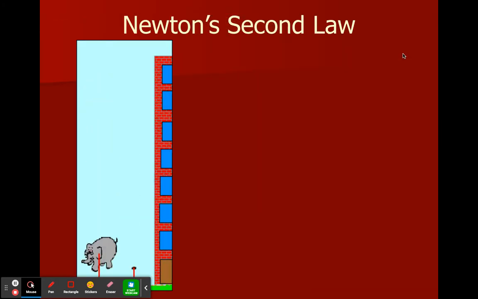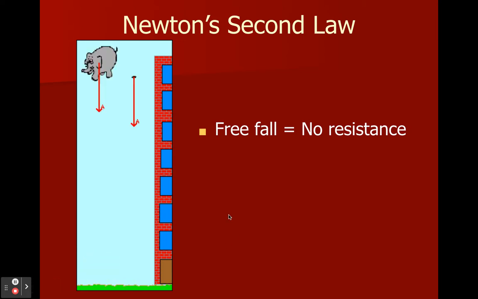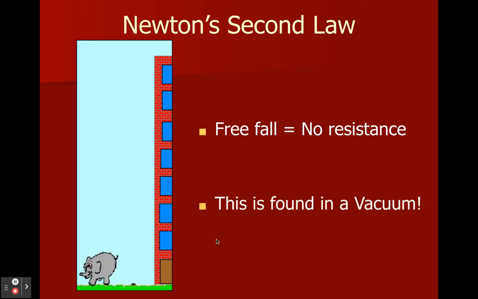Okay, so we're going to push through here. Newton's second law. Newton's second law, again, is F equals ma. So in an ideal world, if we were in outer space and we dropped an elephant and a feather at the exact same time, they would hit at exactly the same time. We call this free fall. There's no resistance. The resistance we usually feel if we jumped off a building or dropped something is called air resistance. But that doesn't exist in outer space.